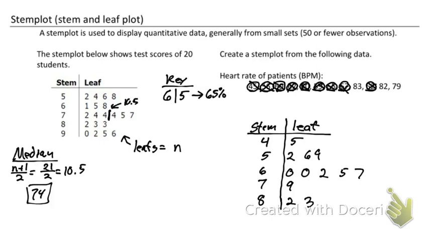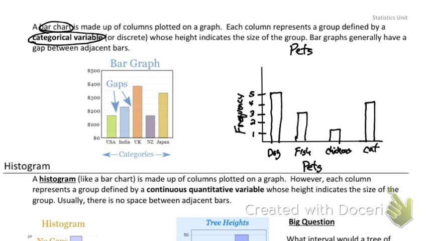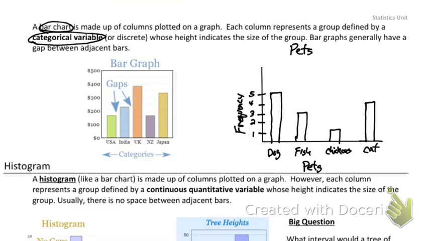All right, questions on stem plots? All right, then really quick, we talked about histograms and bar charts. The big difference is bar charts have gaps, and they use categorical data. Histograms do not have gaps. They have classes called bins. Make sure you label everything.